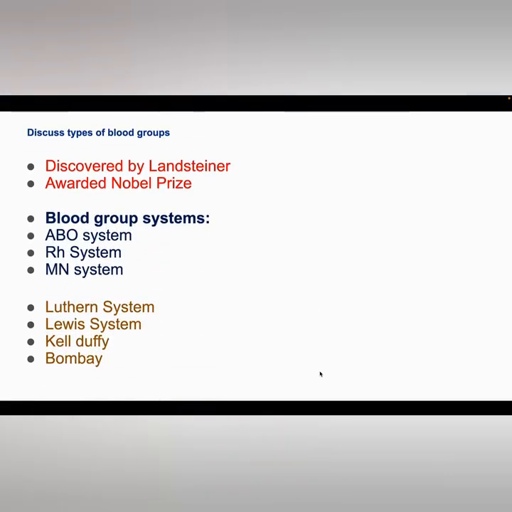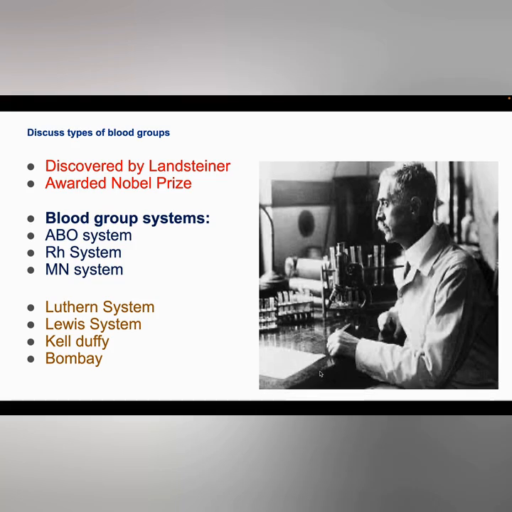As we know, blood groups were discovered by Karl Landsteiner in the year 1901. He was awarded the Nobel Prize for his discovery. In the right side picture, he is the person, the discoverer of the blood groups.